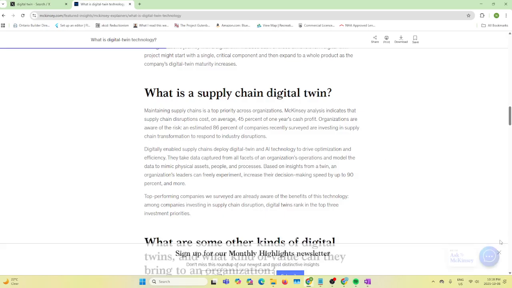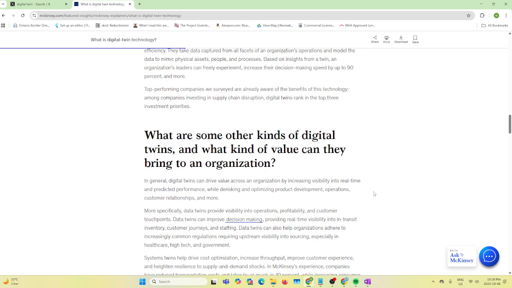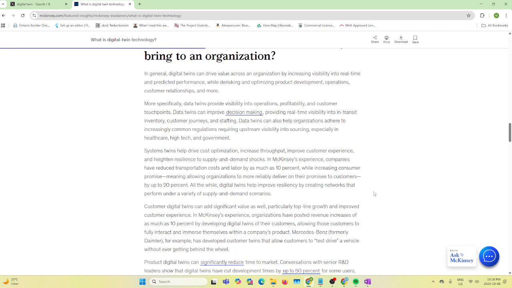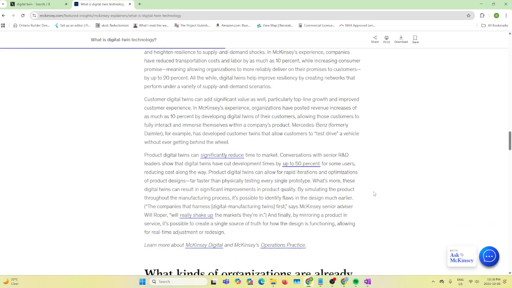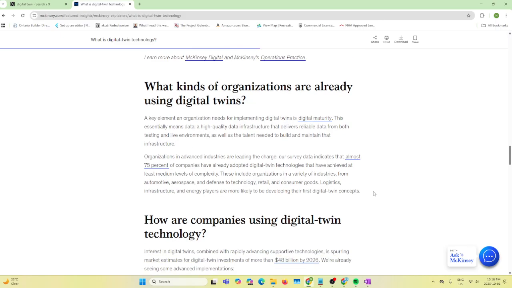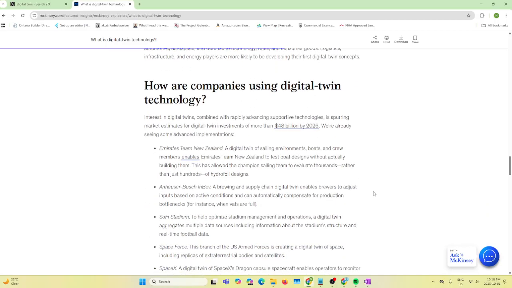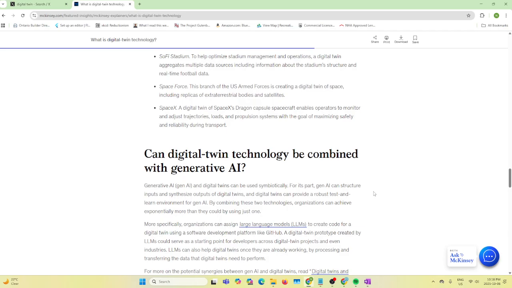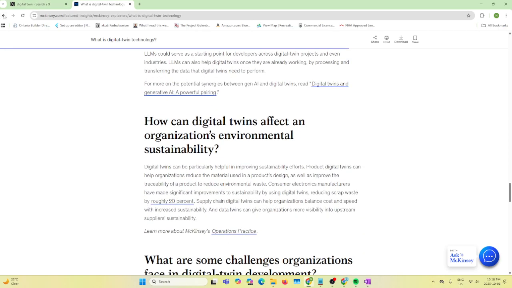But what are some other kinds of digital twins? What kind of value can they bring to an org? Decision making, real-time visibility, all that stuff. What kind of organizations are already using digital twins? I'm not seeing much here. How are companies using digital twin technologies? Can digital twin technology be combined with generative AI? Okay, let's not get that far yet.